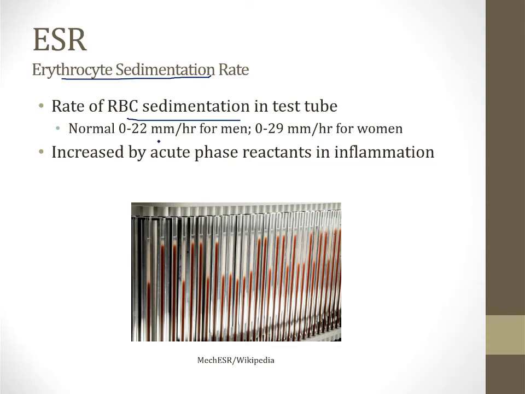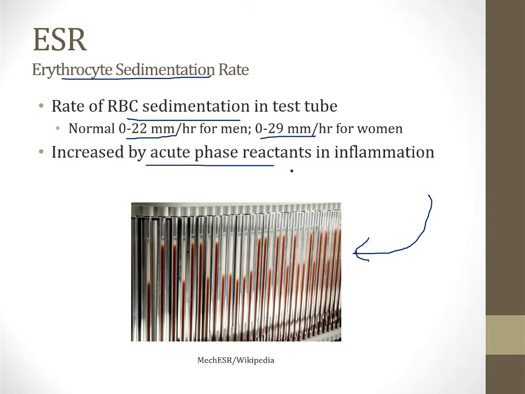Normally, they fall at a rate of 0 to 22 millimeters per hour for men and 0 to 29 millimeters per hour for women. It's a very simple test to perform. You just put a sample of blood in a tube and you determine the rate at which the red cells fall down to the bottom. The reason this is a helpful test clinically in determining that inflammation is ongoing inside the body is because the ESR is increased by acute phase reactants.